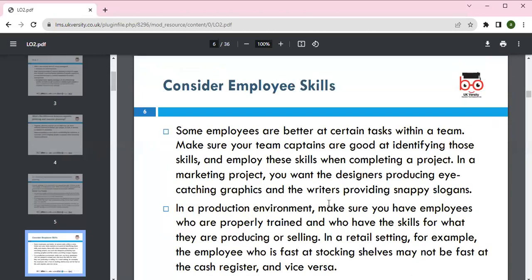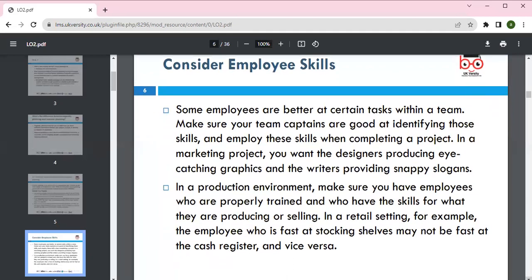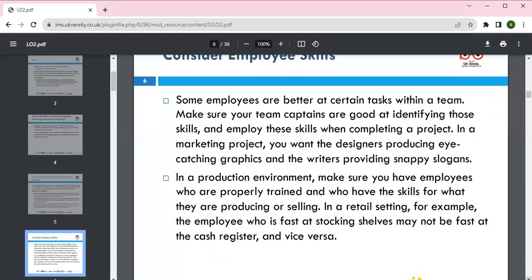Consider the skills required. What sort of skill is required in capacity planning? It can be forecasting skill, costing skill, and creating graphs in a production environment. Make sure your employees are properly trained and have the skills for what they produce and sell. For example, an employee who is fast at stocking the shelf may not be fast at the cash register.